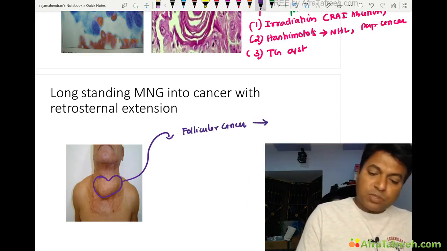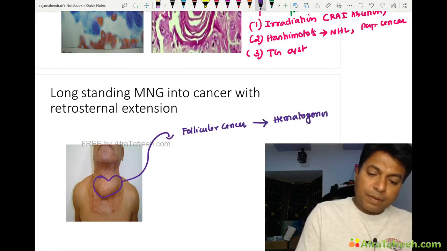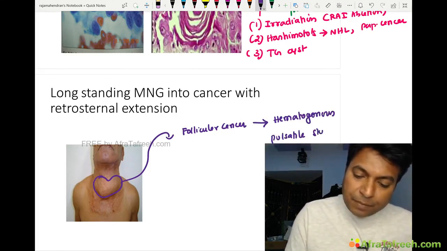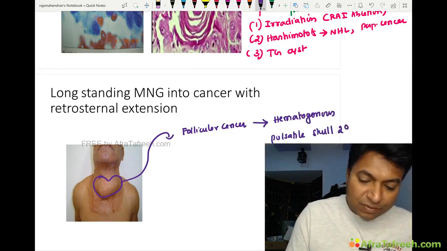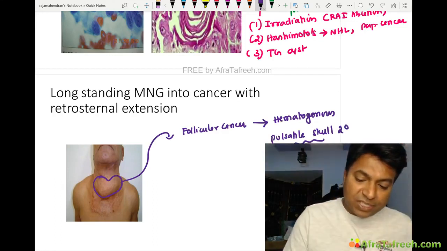Follicular cancer produces more of hematogenous mets. They produce pulsatile skull secondaries. Very important thing, they produce pulsatile skull secondaries. They are osteolytic in nature.